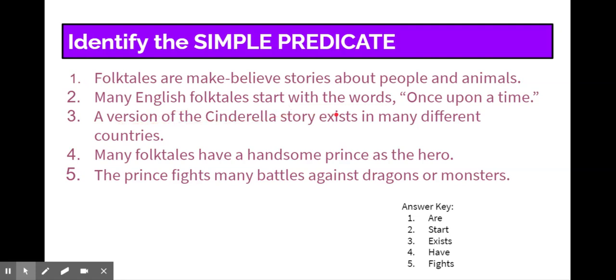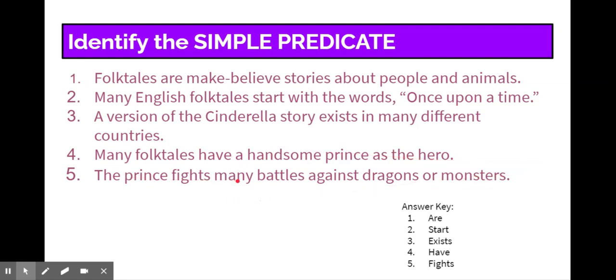A version of the Cinderella story exists in many different countries. What does the Cinderella story do? It exists. Number 4, many folktales have a handsome prince as the hero. What do many folktales do? They have something. They have a handsome prince as the hero.